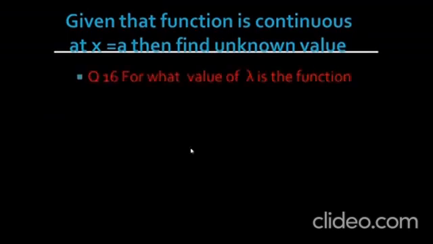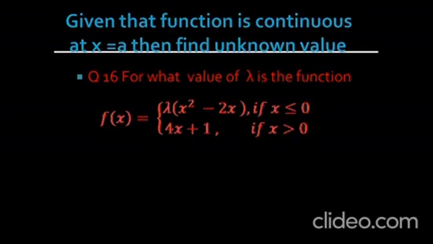Now we can look at another thing. If it is given that the function is continuous at x equal to a, then find the unknown value. This type of question is very important, and it may come in the board exams. So you have to try to solve these types of questions. Look at this example 16. For what value of lambda is the function, whose value is given as lambda into x square minus 2x if x is less than or equal to 0, and 4x plus 1 if x is more than 0.